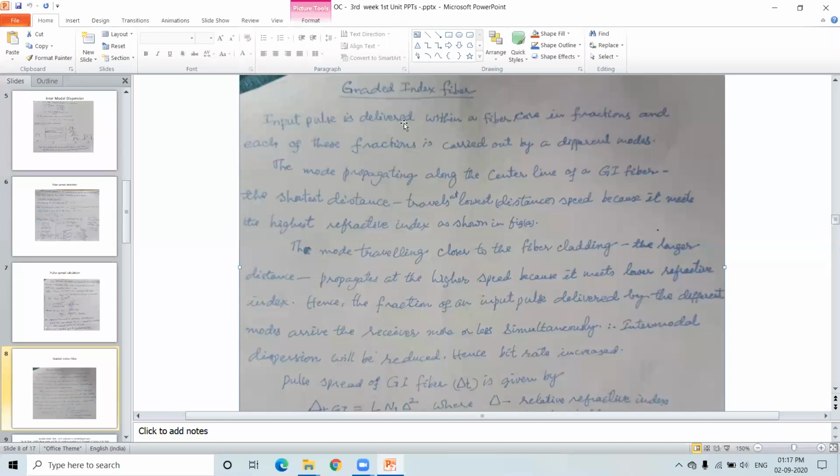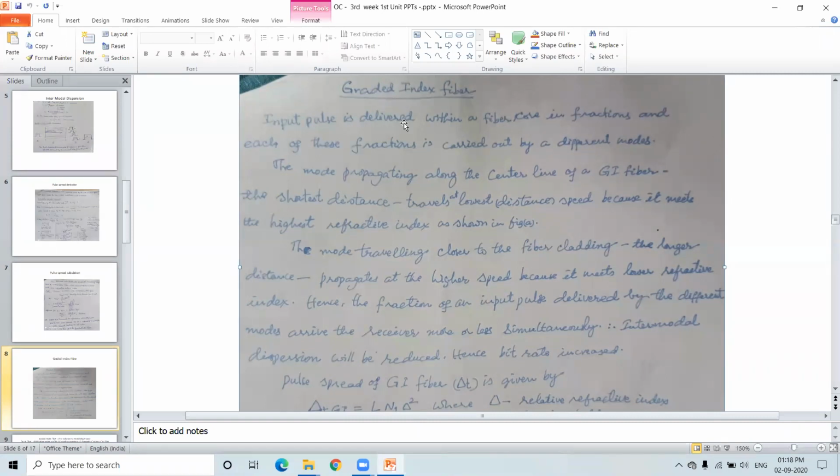Graded index optical fiber. How can you vary the velocity of the light beam which is traveling in different modes? How can you vary it? That is why the name itself is graded index. Therefore, for each mode, its refractive index is going to be varied, each changing. That is why the refractive index is gradually changing. That is why it is graded index. Therefore, the velocities are going to be varied or changed.